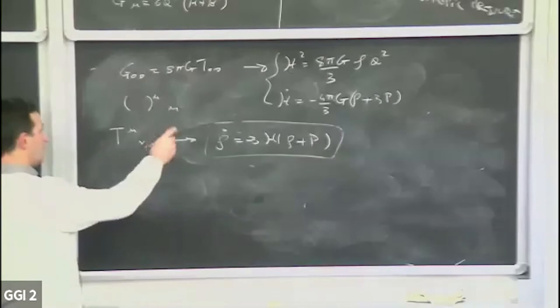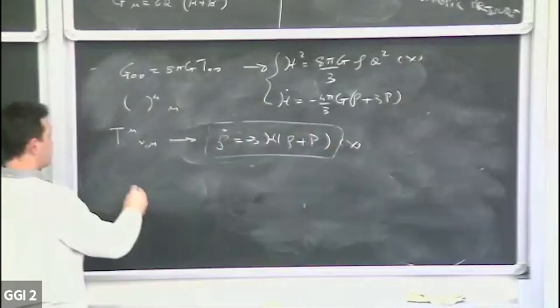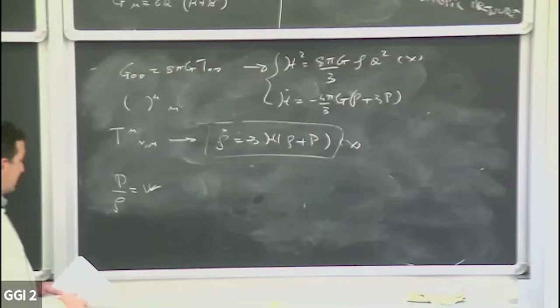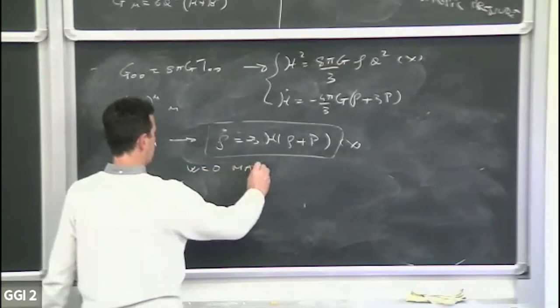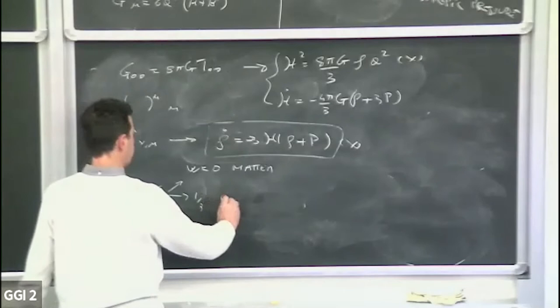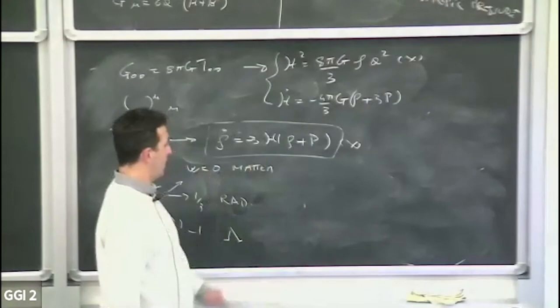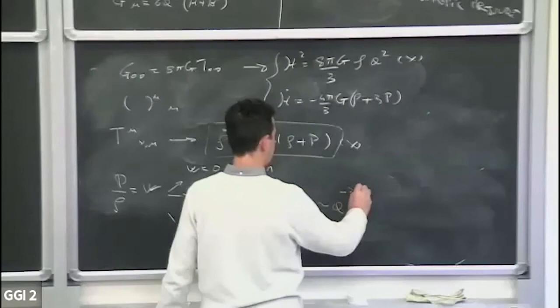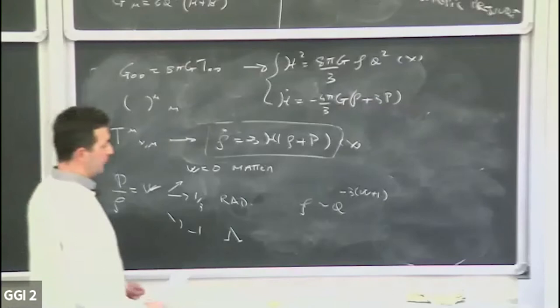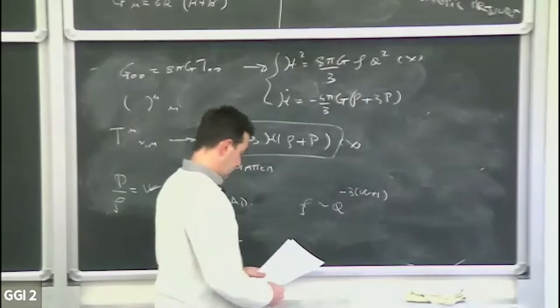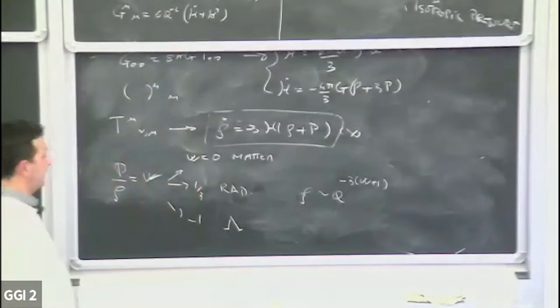Now to close this equation, I will take this one and this one, for instance. You have to assume something for the equation of state, which is the ratio between P and rho. And if you assume that w is constant, you have zero for matter, 1/3 for radiation, -1 for a cosmological constant lambda. You plug this into this equation, and you get that rho goes as a to the minus 3 times (w plus one), and you plug this behavior here, and you get the dependence of the scale factor a with time, which was already discussed by Marco. So this solves exactly the equations on the background.